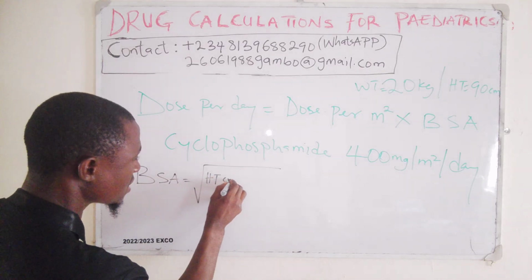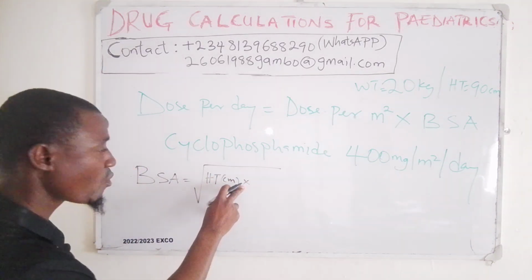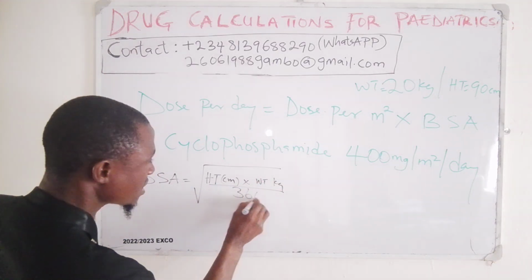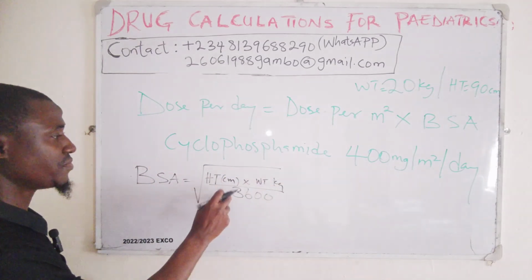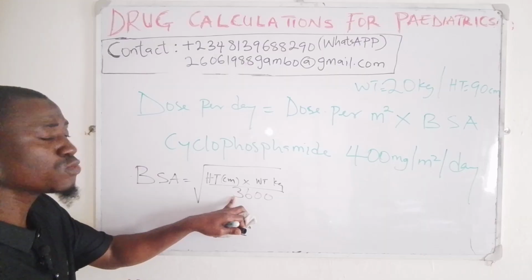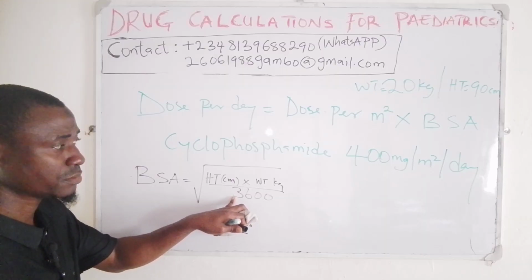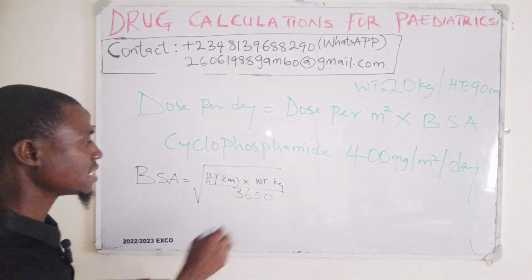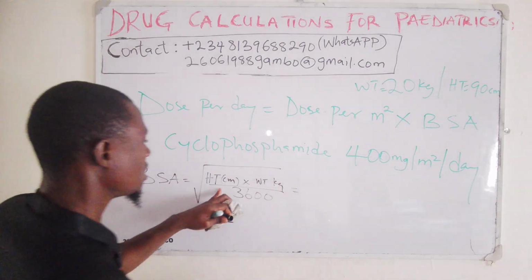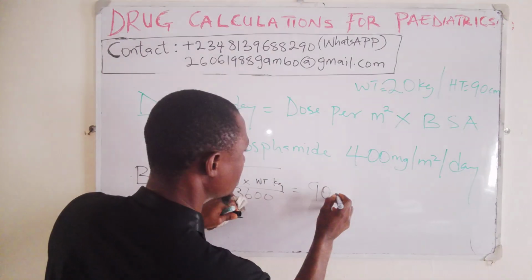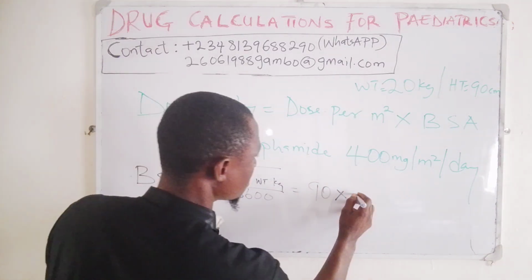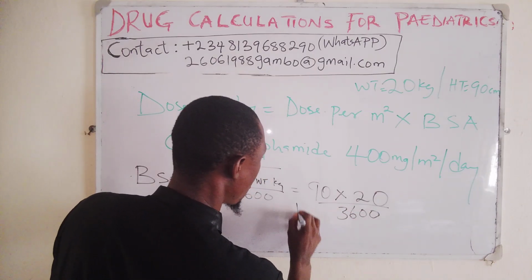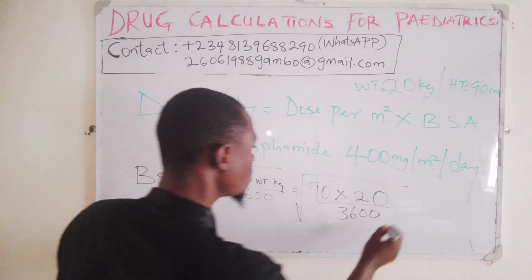We said height in centimeter multiplied by the weight in kilogram over 3,600, all squared. This is the first Mosteller equation, and it suits our calculation because all of our parameters are given in kilograms and centimeters. So the height is 90 centimeters, multiplied by the weight, which is 20, over 3,600, all squared.